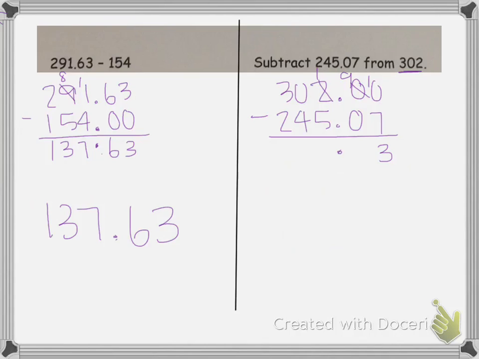9 minus 0 is 9, and I realized I did a bad thing. I forgot that decimal when I started my problem, so we want to make sure that we always drop down that decimal first. All right, so let's see. 1 minus 5, not possible. I'm going to have to borrow again. 11 minus 5 is 6. 9 minus 4 is 5. And 2 minus 2 is 0. So the answer I get when I subtract 245 and 7/100 from 302 is 56 and 93/100.